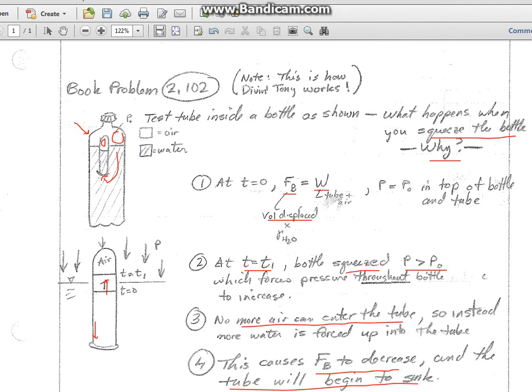So think that through a couple of times and see if you can follow that. I have a little toy called Dive and Tony. You may have seen toys similar to this, diving submarines and things. And I'll try to remember to bring him in on Thursday so you can see that this works for yourself. That's it for this one.